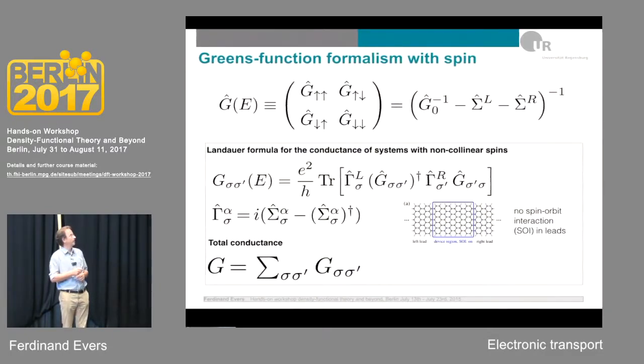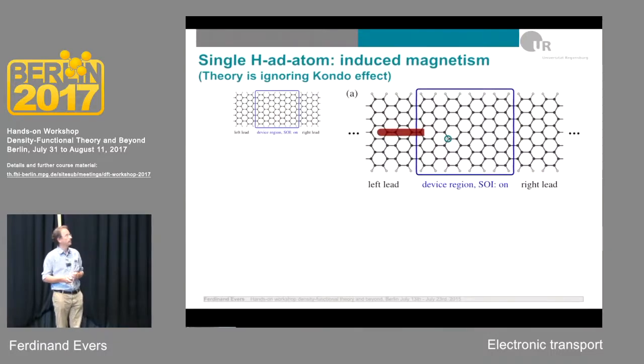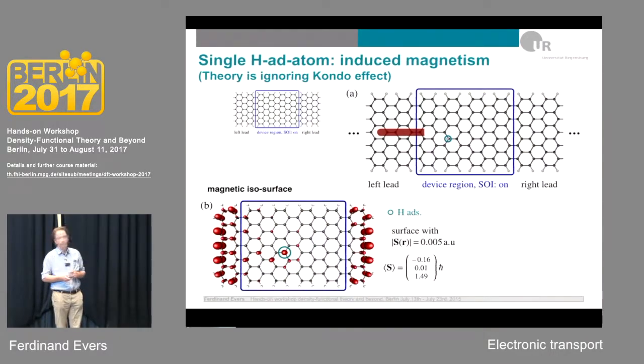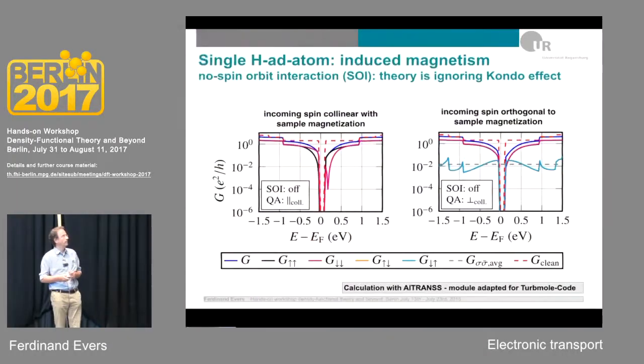In particular, we can calculate also spin flip conductance, which is related to the probability that I come in with spin up, then there's a spin-orbit scattering in the molecule or the molecular film, and that introduces a probability that I leave the film with spin down again. So that's something that one can calculate. We actually calculated it for such an armchair ribbon in the presence of one hydrogen atom. This is how the magnetization looks like in the mean field picture. And this is the effect that you get on the transmission curve.